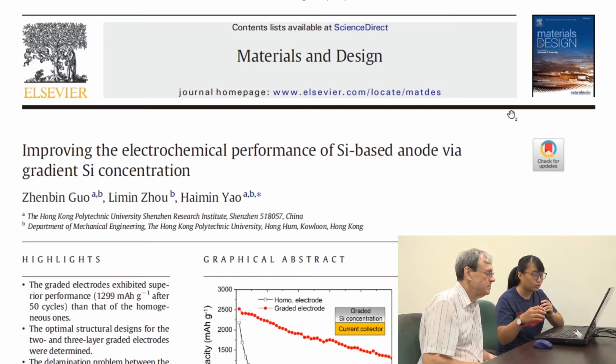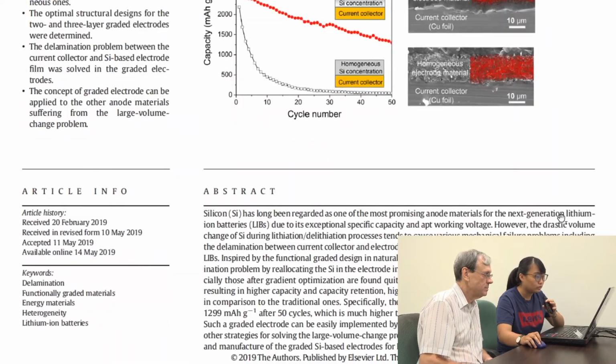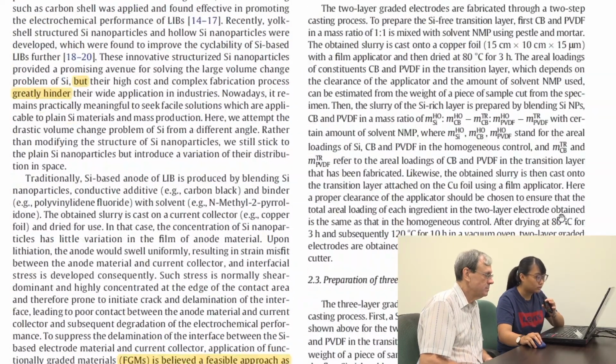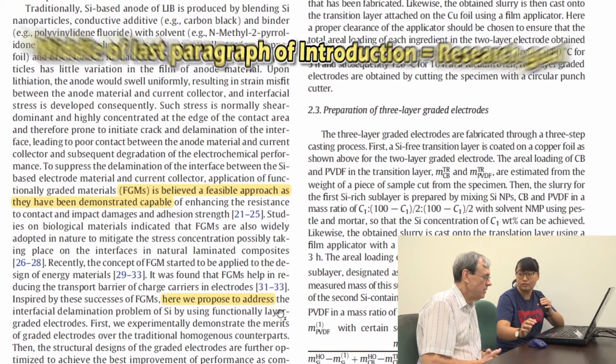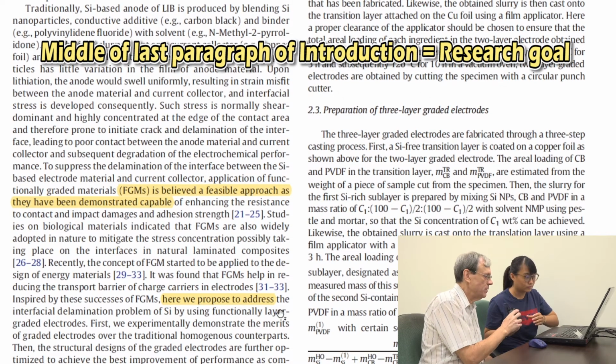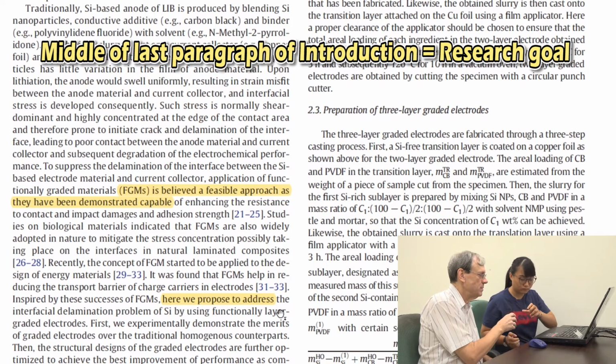Okay, so this is my example article, and this is a title. So when I first wanted to find my research goal, I will look at the end of the introduction division, and we can find it here. Okay, now that's in the middle of a paragraph, so it makes it a little bit harder to find. So how did you know that that's the research goal?